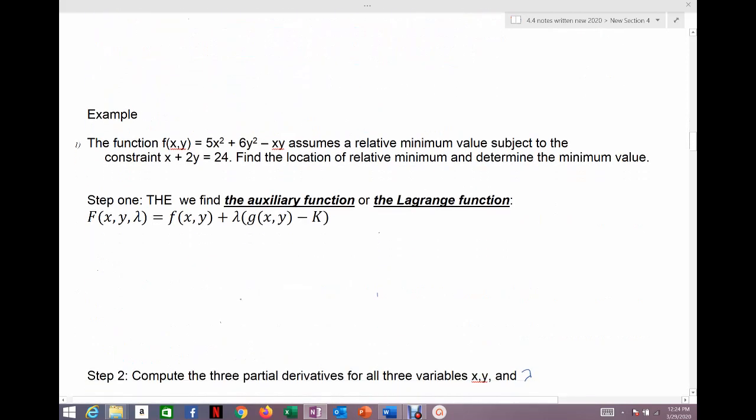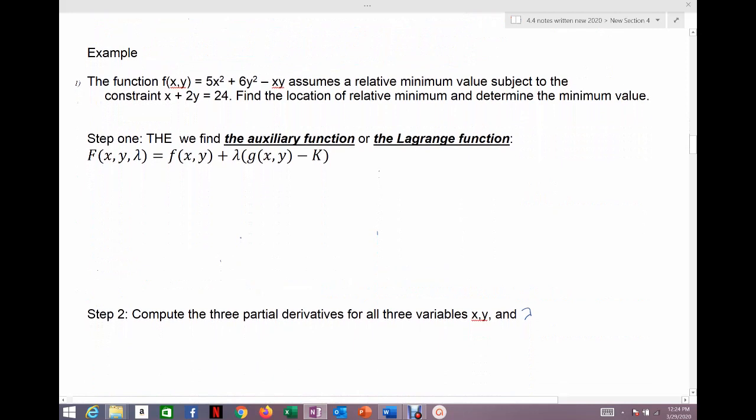Alright, so the first example, just kind of walk you through it in a simple case. My original function, f of x y, is 5x squared plus 6y squared minus x times y. Assume a relative minimum subject to the constraint. And so there is my g of x y, and my constraint k is 24.